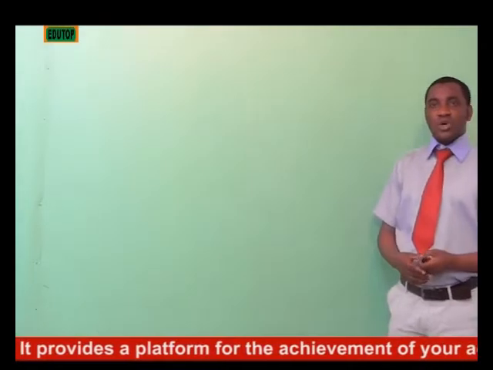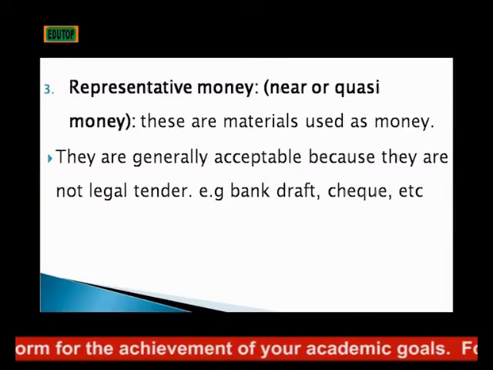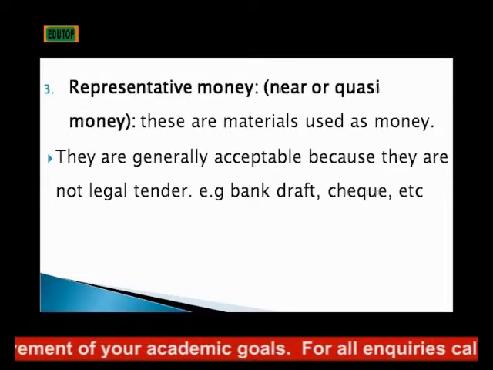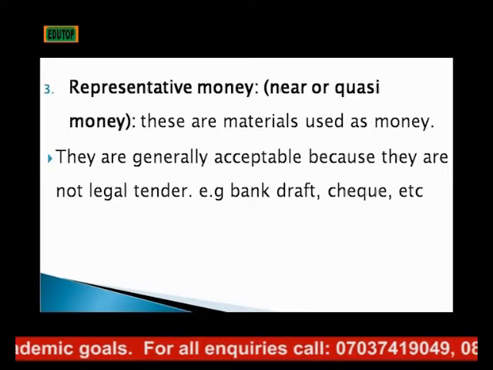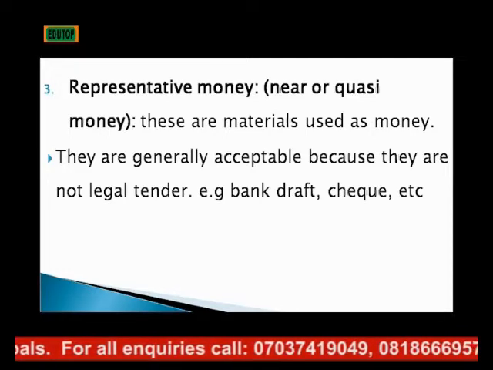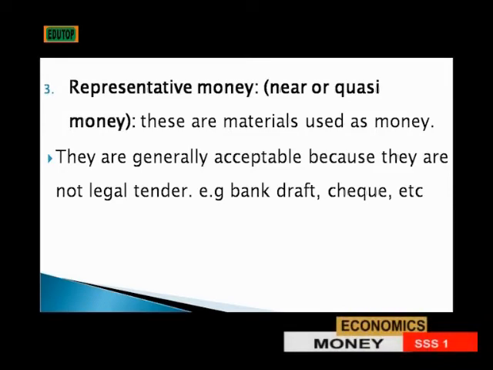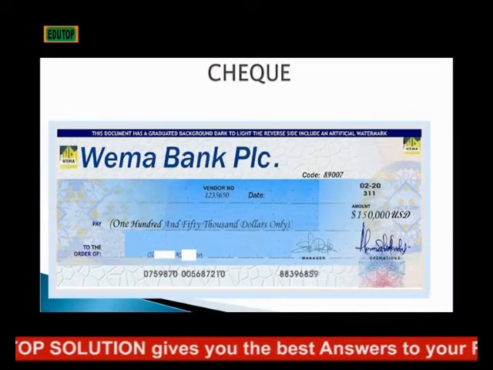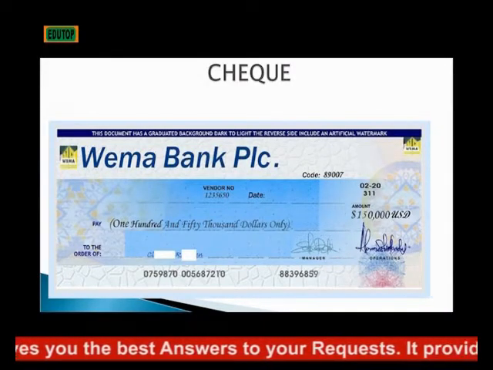Then we have what we call representative money. Another name for representative money is near money or quasi money. This money are material used as money. They are generally acceptable because they are not legal tender. That is, they are not legal tender because they cannot use them to buy something outside, but they can still be used as money in financial institutions such as bank draft and check.